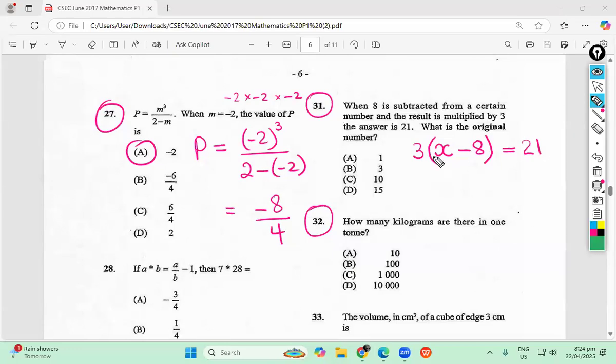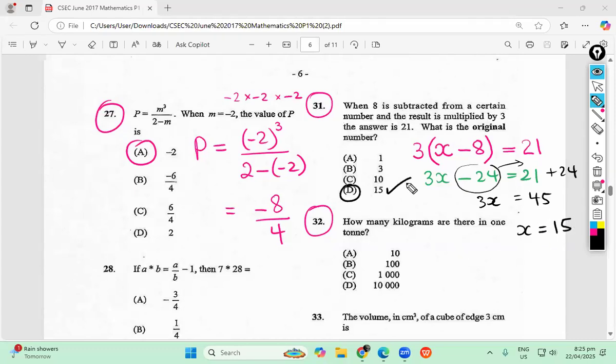So let's just quickly do this. 3 by x is 3x. 3 by 8 is 24, is equal to 21. Let's solve for x. -24, throw it across, you get positive 24. 21 plus 24 is 45. So 3x is equal to 45. 45 divided by 3 is 15. The answer would have been D.